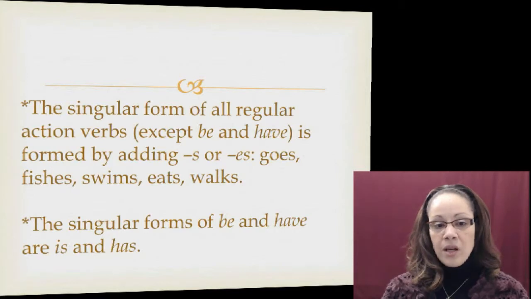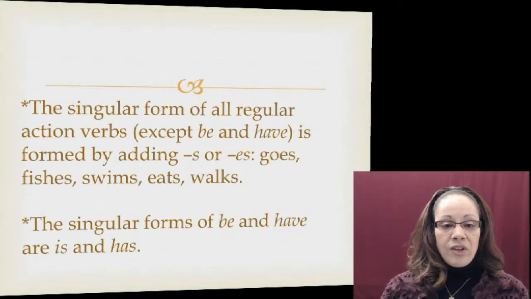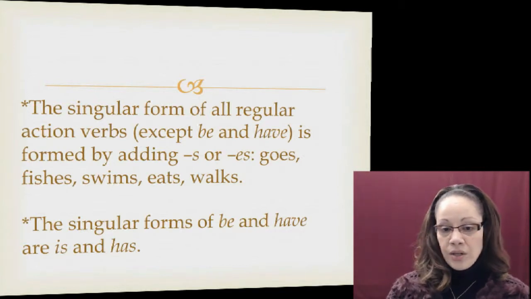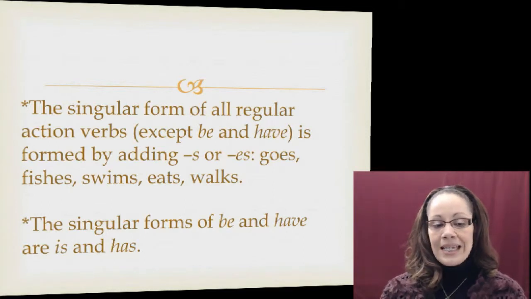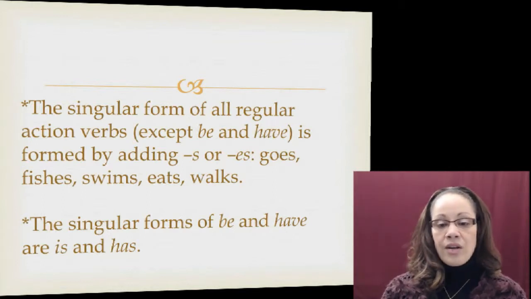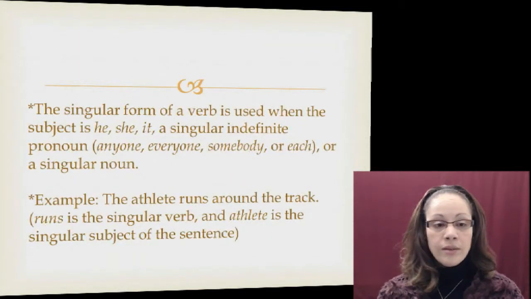For example, I have some verbs there for you to look at to show you what I'm talking about. We have our examples. Goes is a singular action verb. Fishes is a singular action verb. Swims, eats, and walks are all singular action verbs, and I've added an s or an es to those verbs to show that they are singular. And the singular forms of be and have are is and has. So if you notice those singular forms of those two verbs, you don't just simply add the s or es. You have to actually change the spelling of those two verbs to form the singular form.